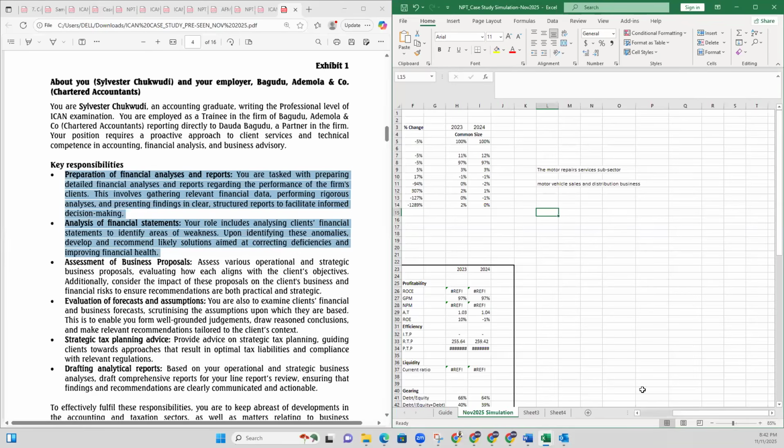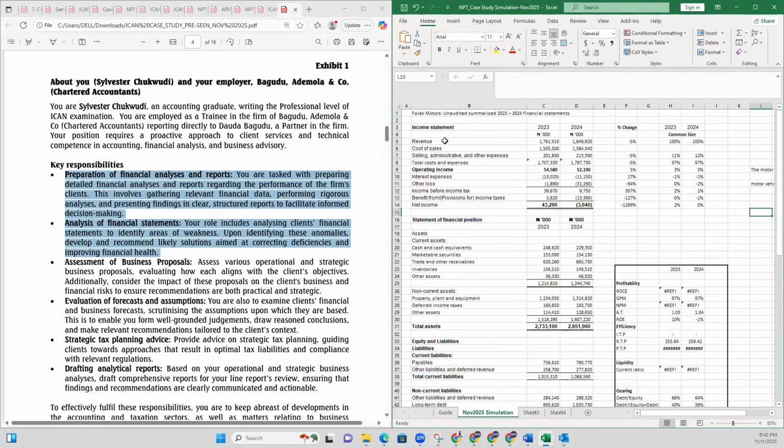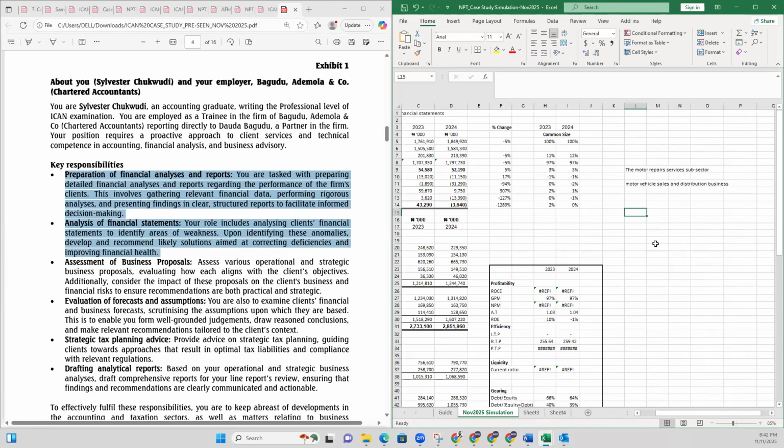And it might make sense to start saying, if we have 2023 and 2024 unaudited, what if I get into the exam hall and they give me more years? Maybe forecast 2025.